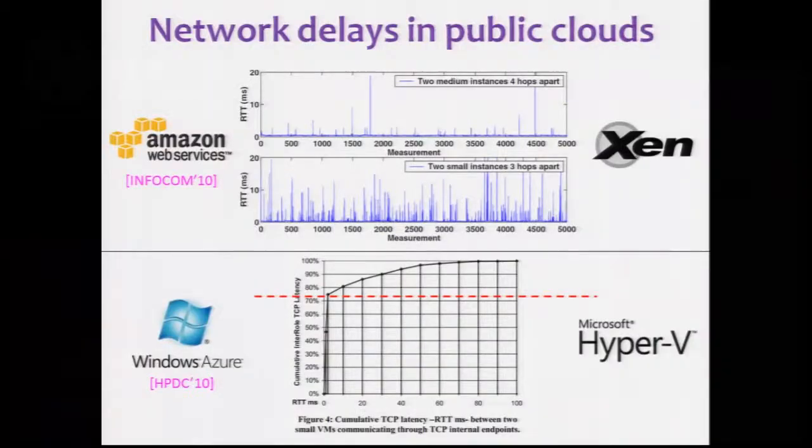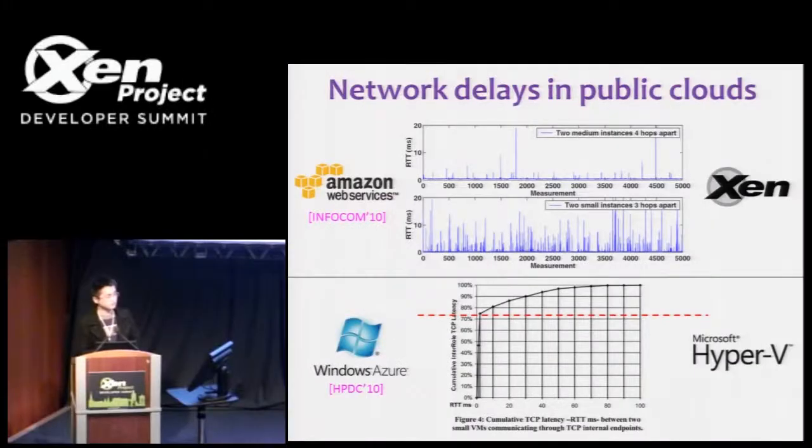And this picture shows the reality in public clouds. We can see that in both Amazon EC2 and Windows Azure, the network RTTs can vary largely, without apparent patterns that people can follow to predict such delays.